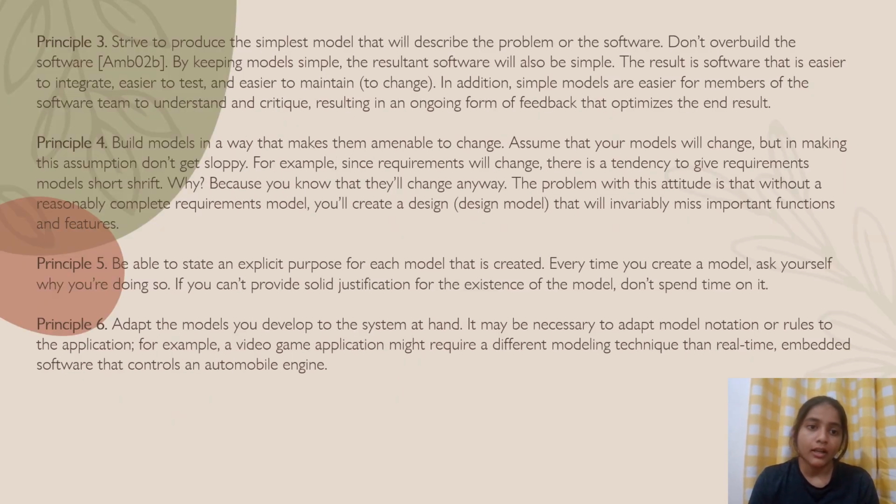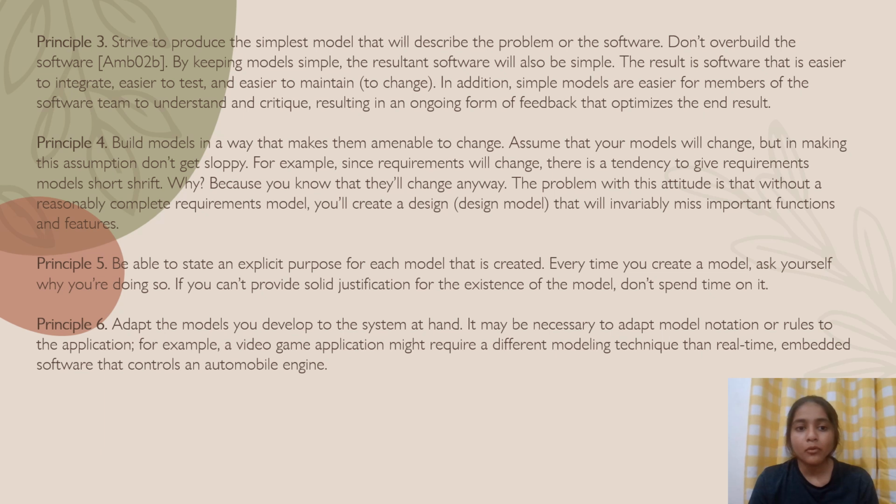Principle 3. Strive to produce the simplest model that will describe the problem or the software. Don't overbuild the software. By keeping the model simple, the resultant software will be simple. The result is software that is easier to integrate, easier to test, and easier to maintain. In addition, simple models are easier for members of the software team to understand and critique, resulting in ongoing feedback to optimize the end result.